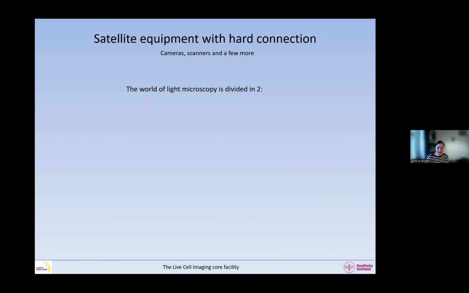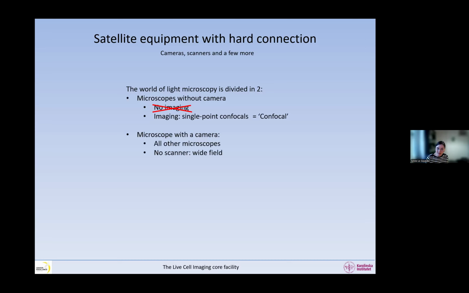Again, there are only two types of microscopes: those without a camera, and this would be single point confocals, and those with a camera, and there are all the others. If they do not have a scanner, they're wide field, and if they have a scanner, they are multi-point confocals. I do not think that anyone in this course has a multi-point confocal. It's unusual. Usually we always have a few. And all modern microscopes acquire digital images anyway. So the sensors are always acquiring digital images.